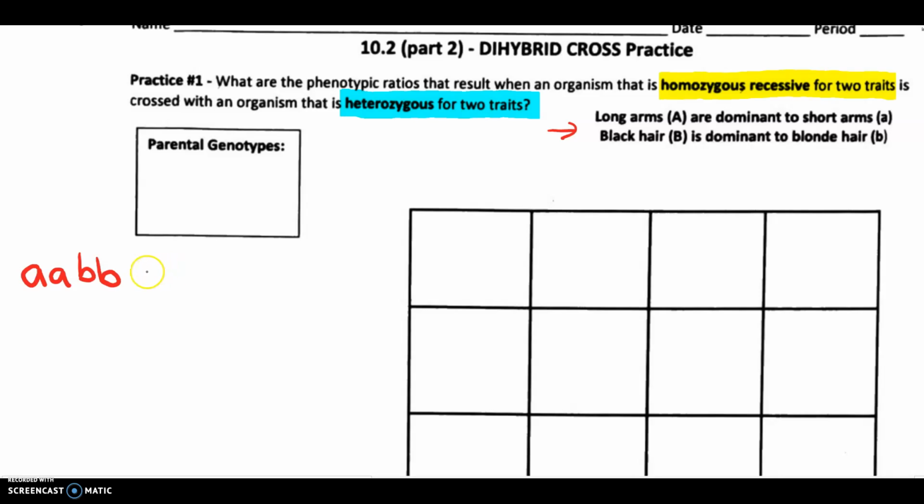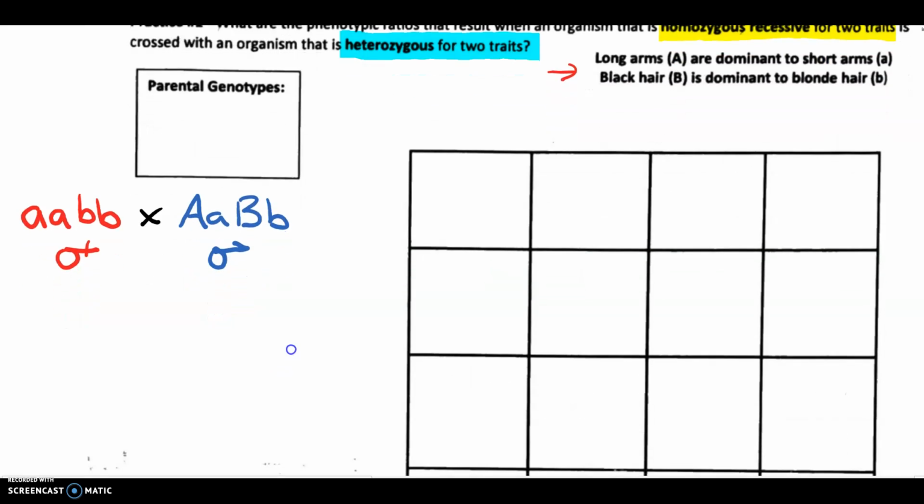Then we're going to cross that with a heterozygous for two traits. Heterozygous for two traits is going to look like this. Big A, little a, that's heterozygous, and big B, little b, that's also heterozygous. Okay, so now we have the parent genotypes. Let's just call this one male, and we'll call this other one female. Now what we want to figure out is the sex cells or gametes that these two individuals can make.